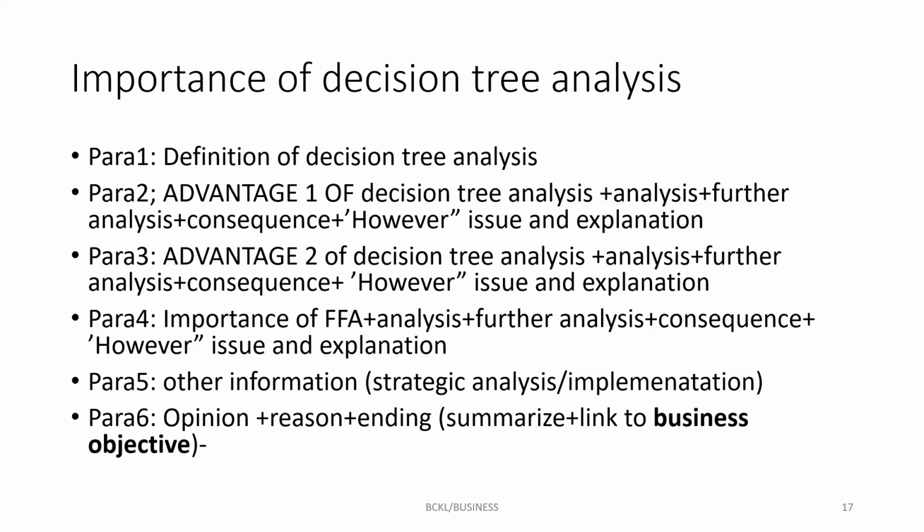And then here we have other information. So here, decision tree is in strategic choice, so other information would be based on strategic analysis and strategic implementation, and then the opinions basing on advantage 1 and advantage 2. So you will have to say which one is most important, why, the reasons, your reasoning, why, ending, summarizing, everything the same. The structure remains the same.